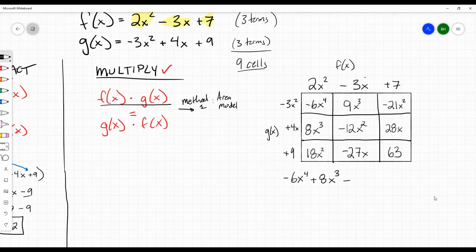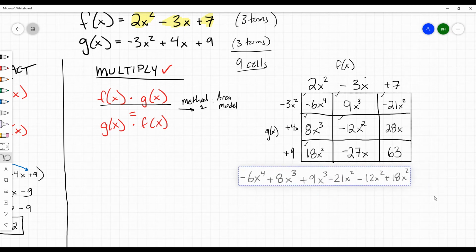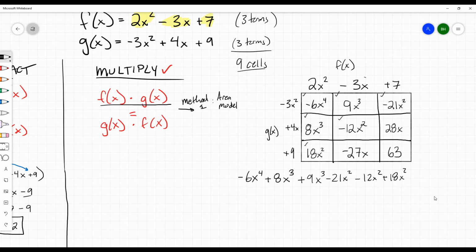Okay, so here I did this guy, negative 6x to the 4th power. I did 8x cubed, which means I need positive 9x cubed. And then I'll do negative 21x squared minus 12x squared plus 18x squared. And as you can see, my polynomial is getting very big because there's 9 different terms. Plus 28x right there. And then right here, we got minus 27x plus 63.